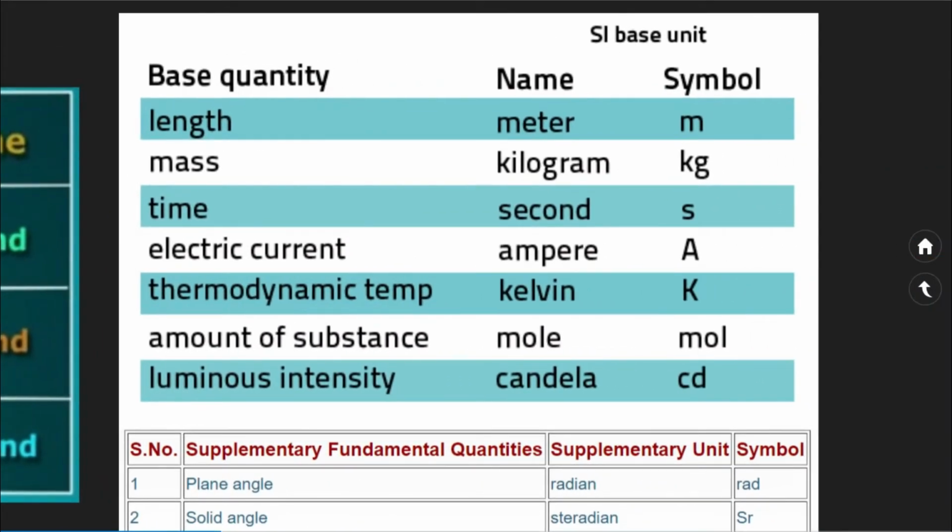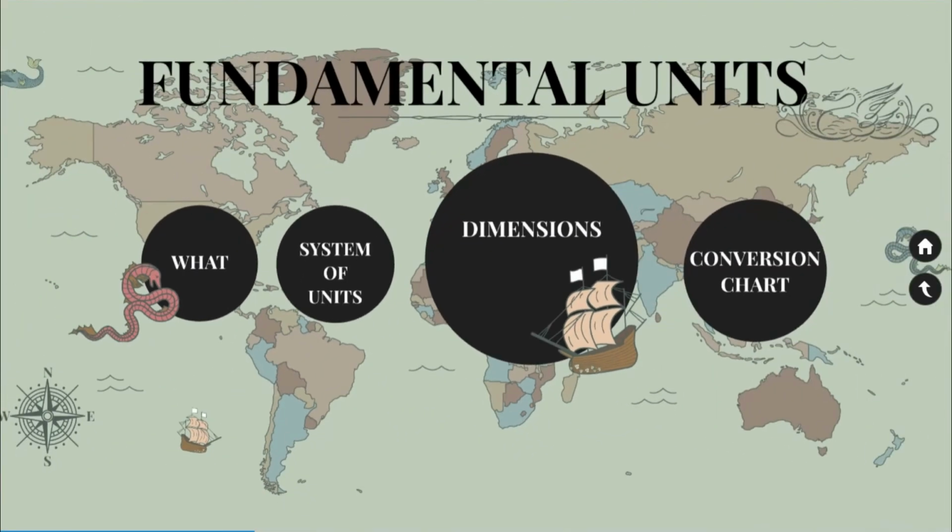The SI system contains 7 fundamental units as we saw before, and 2 supplementary units too. Those are length, mass, time, current, temperature, amount of substance, luminous intensity, and plane angle and solid angle as supplementary quantities. Let us see what dimensions are.